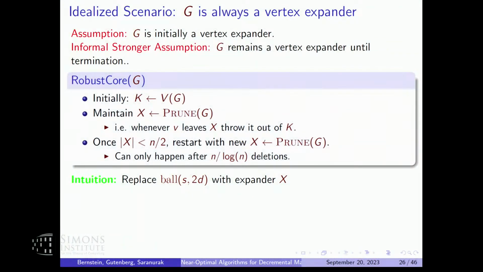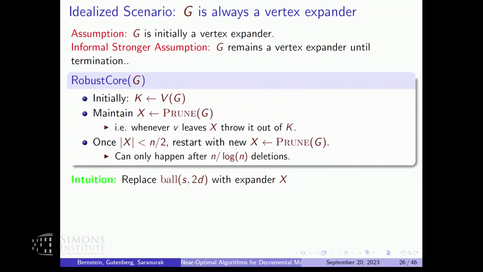So essentially, everywhere where in the non-adaptive case you maintain the ball around the random source, that's no longer going to be robust against an adaptive adversary, so you replace that ball with an expander. Okay, so this is the idealized scenario. If you always have a vertex expander, then you can get an efficient algorithm because you can use pruning, and because pruning is robust to a large number of deletions, you get to be lazy.